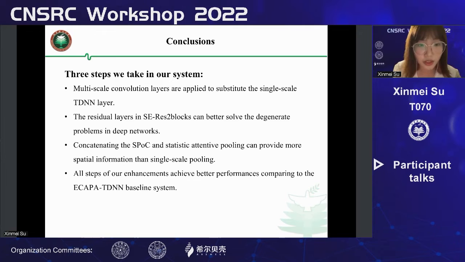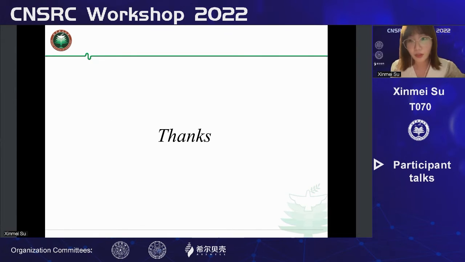And the third one is the concatenation of SPoC and attentive statistic pooling. It can provide more spatial information than single pooling. And all steps of our enhancements achieve better performance compared to the ECAPA-TDNN baseline system. That's all. Thanks.